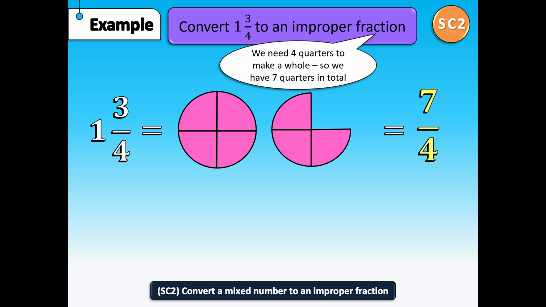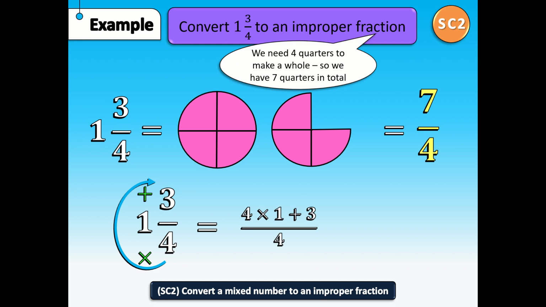Now the way to do this numerically is to do 1 times 4 and add it to 3. So 1 times 4 would be 4, and then add 3 would be 7. And remember, the number on the bottom stays the same, so the number on the bottom just stays as 4.